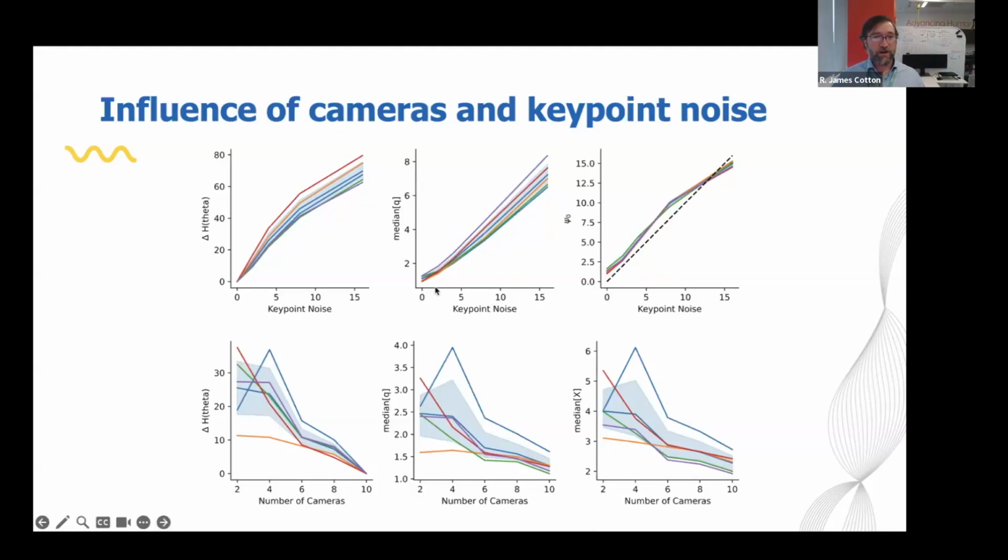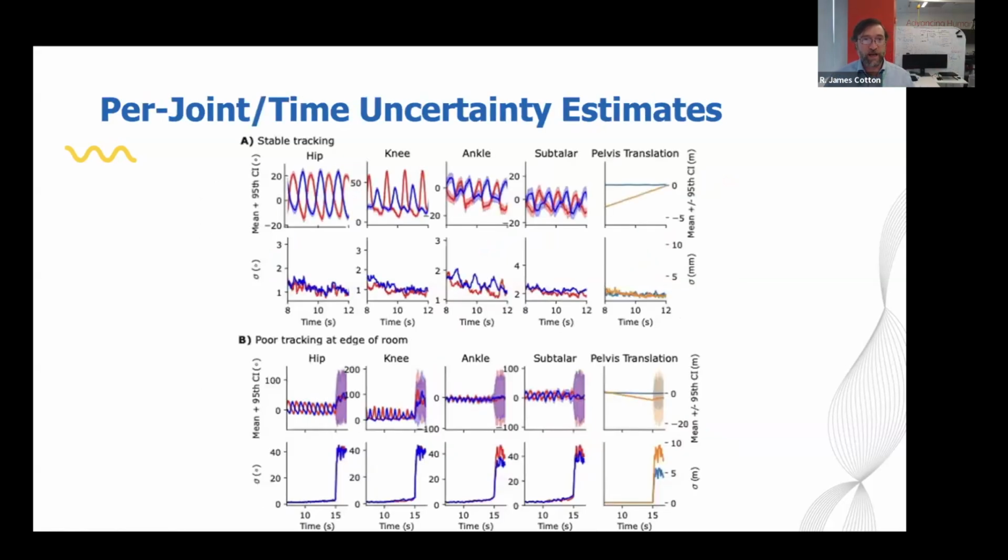Similarly, as we add noise, our uncertainty over our joint angles increases and our entropy over the distribution increases. And then conversely, as we add cameras, we become more confident in general. And while we're generally tracking quite well, even with fairly few cameras, what we actually see is that there's still a lot of outliers, and the more cameras you have, the more you can reduce that.